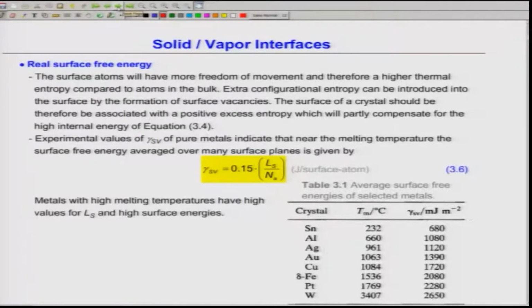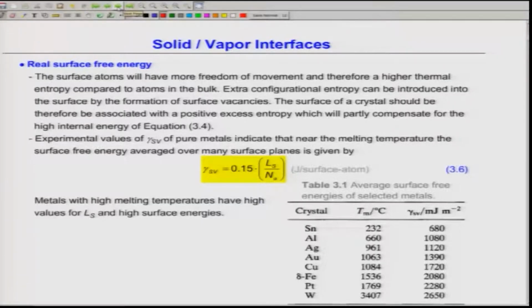And because surface atoms have a lot more freedom, the configuration can be easily changed. That is why the values of gamma actually calculated will be less than what we calculated in the model, and people have seen that the value is actually 0.15 multiplied by Ls by Na, not 0.25. 0.25 is a little overestimation compared to the assumptions which you have made.